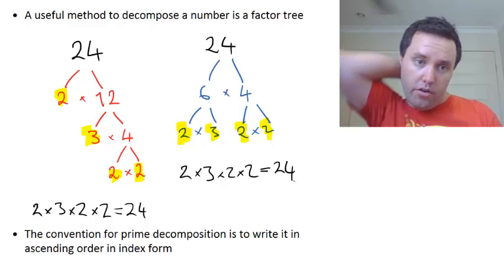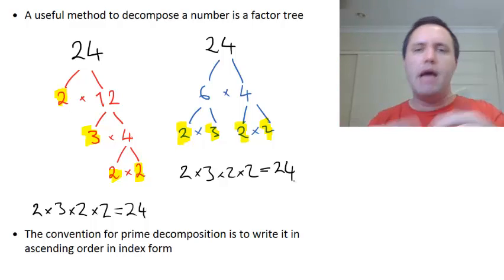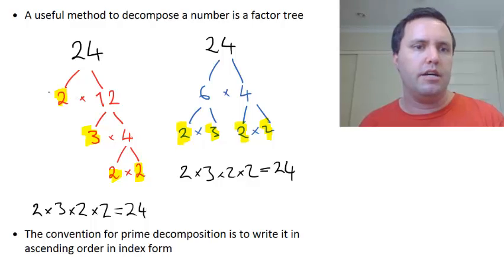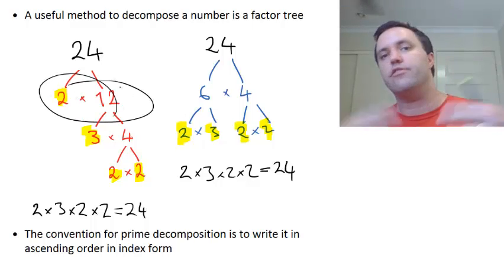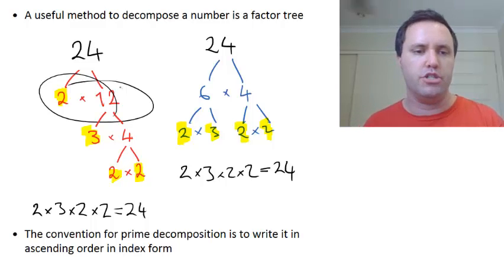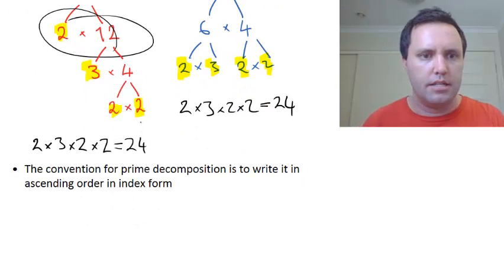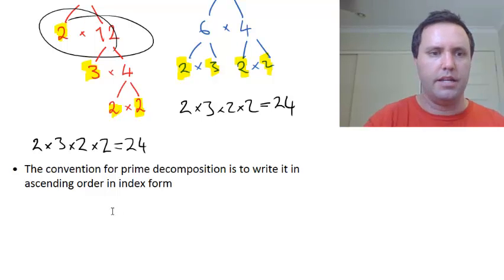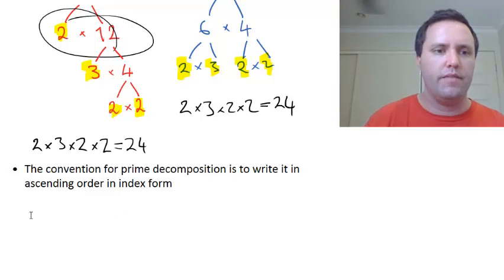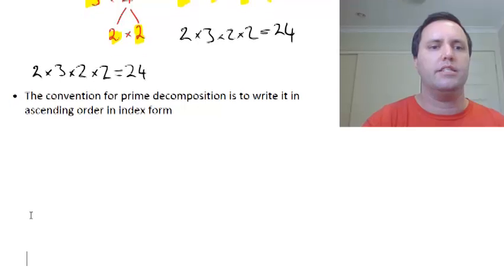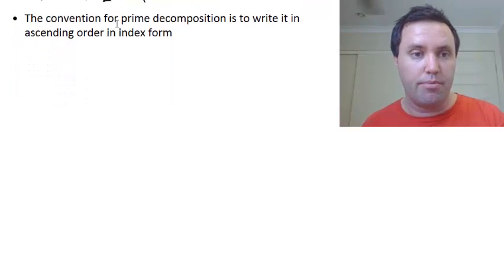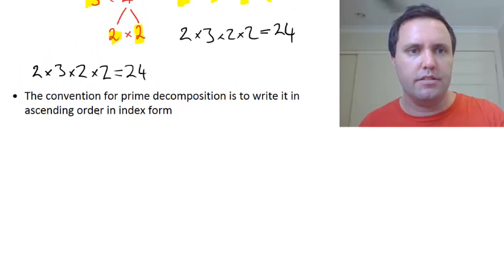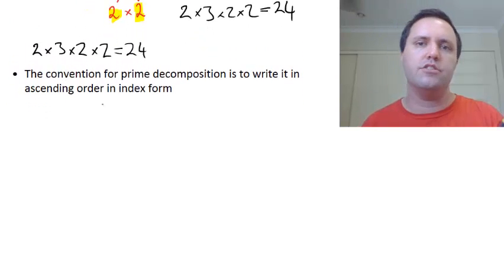With factor trees, it doesn't matter what pair of factors you choose at the start, as long as you go through it correctly, you're still going to end up with the same prime decomposition. Now let's look at this last little part. The convention for prime decomposition is to write it in ascending order in index form. This idea of convention is pretty important because it's the way we do it so that everyone's doing it the same way.